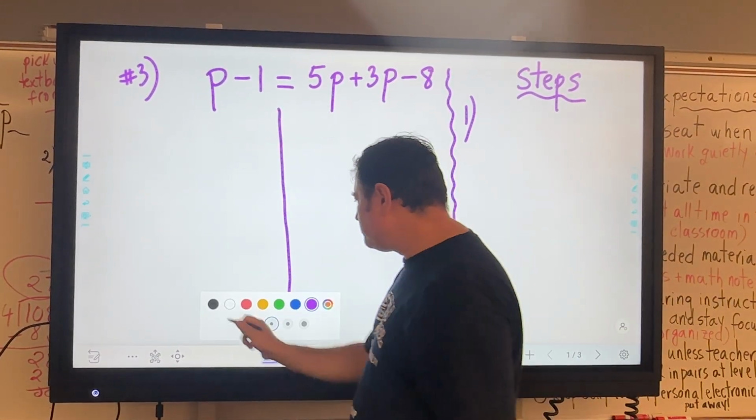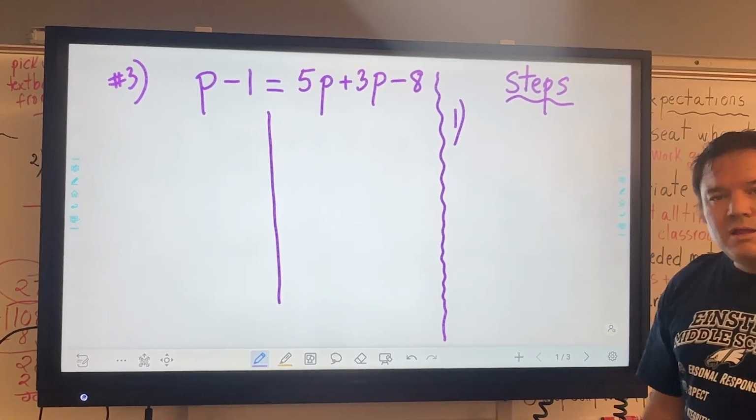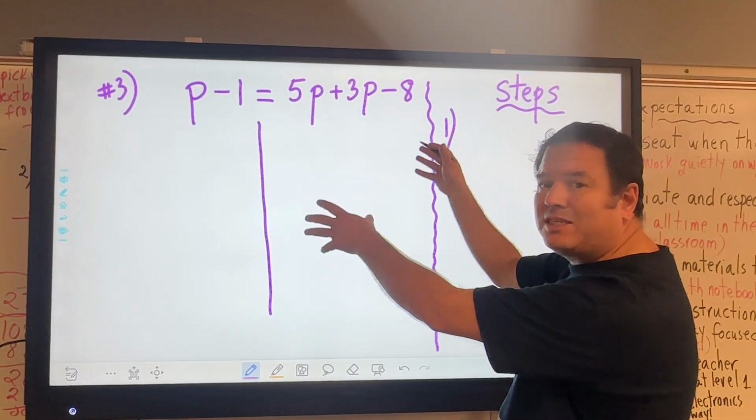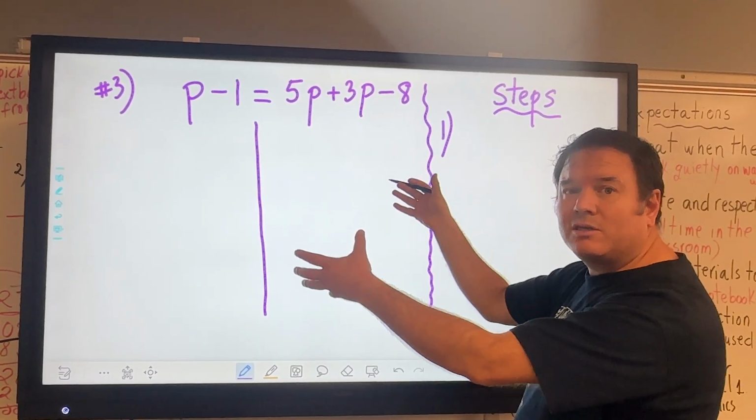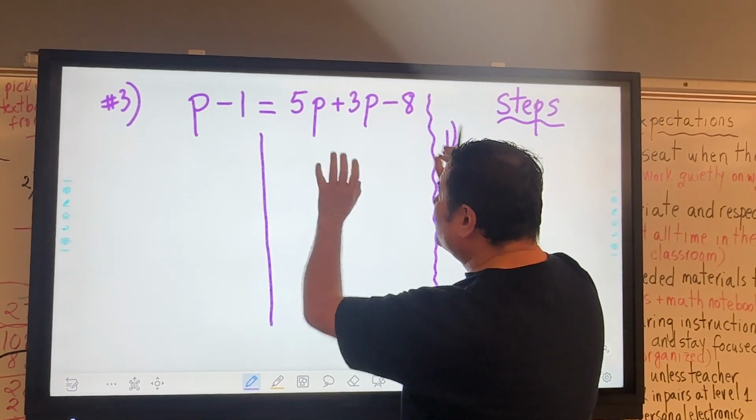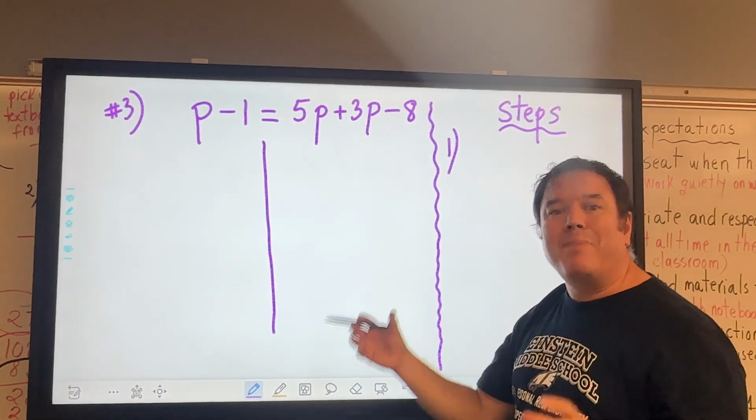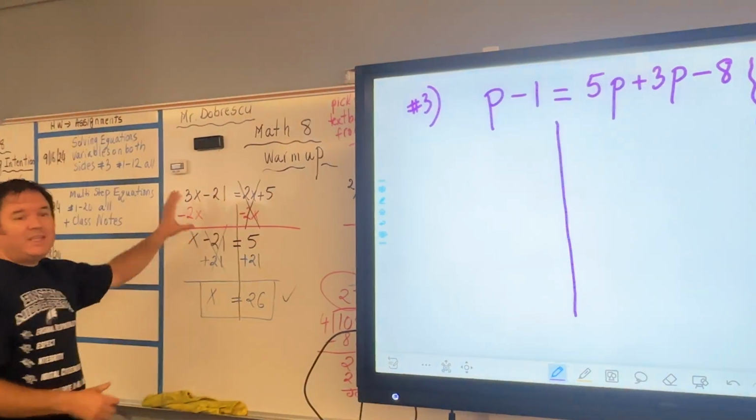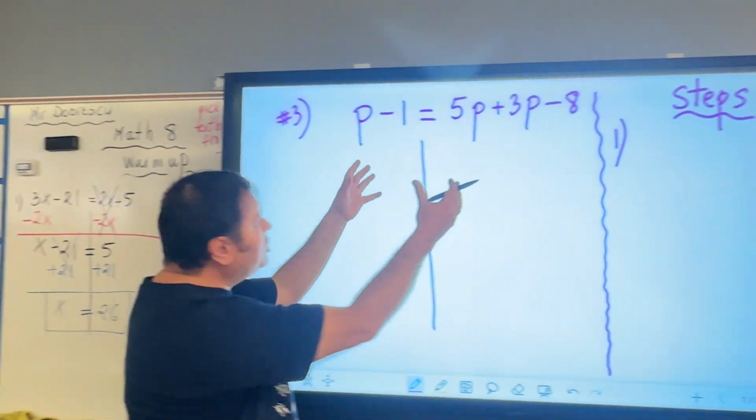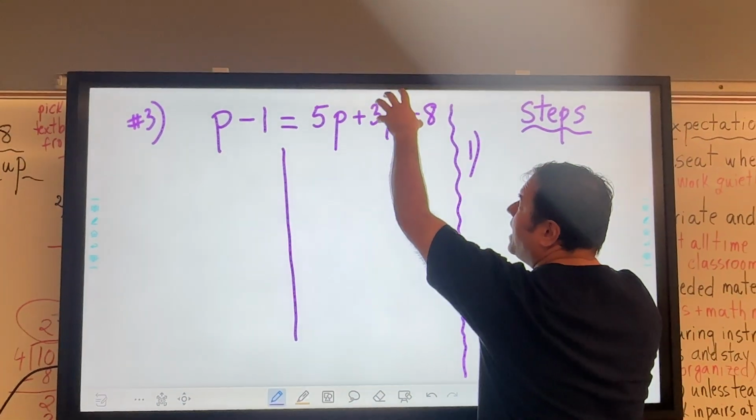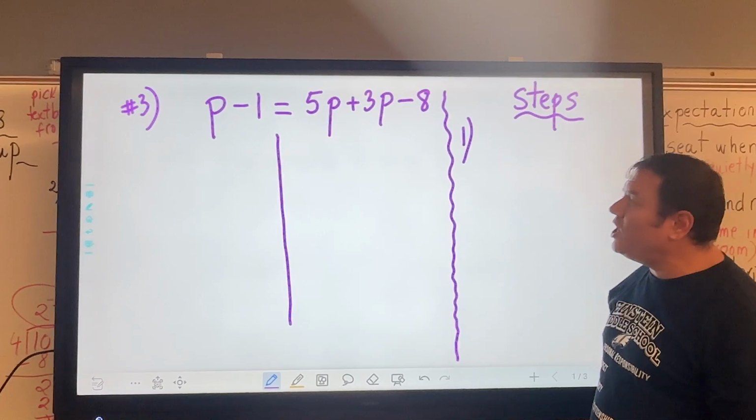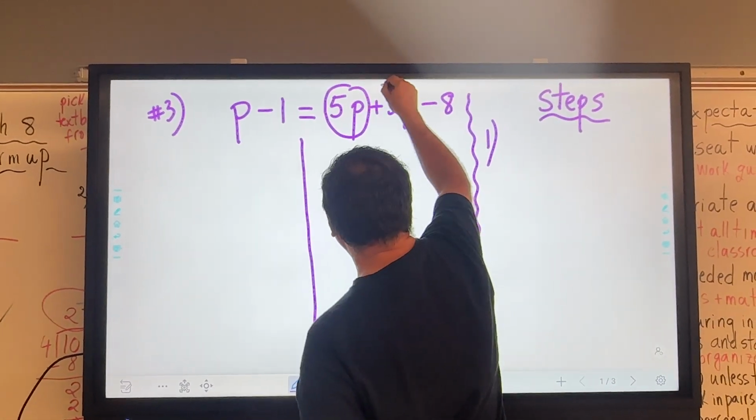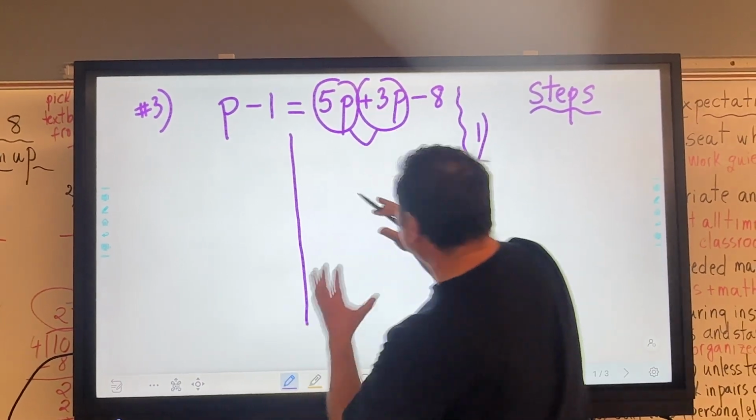Step number 1. The first step would be to see if we have any parentheses. If we would have had parentheses, we would use the distributive property first. But because we don't have any parentheses, our step would be to try to combine the like terms. In our work so far, we didn't have any like terms to combine. But here in this problem, we see that we have 5p and 3p on the same side of the equation. So we need to combine those terms first. So let's circle 5p and positive 3p, and we are going to combine those terms first.